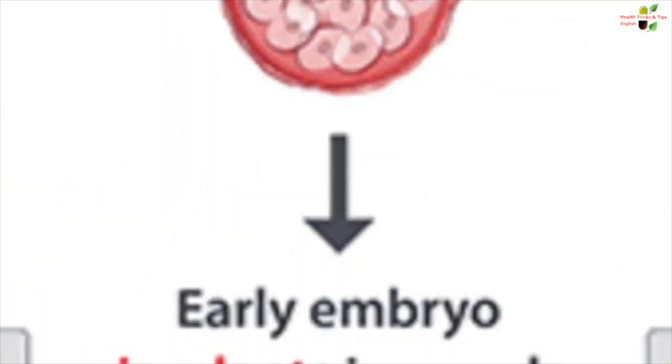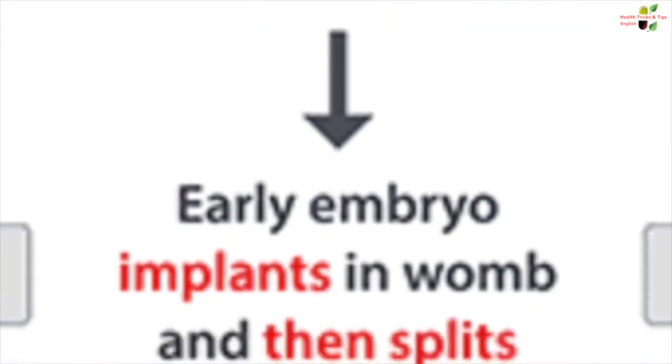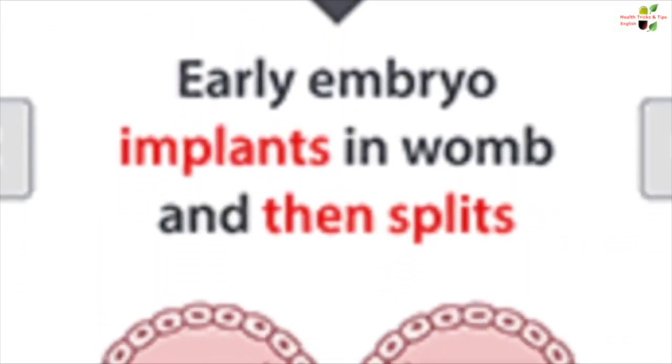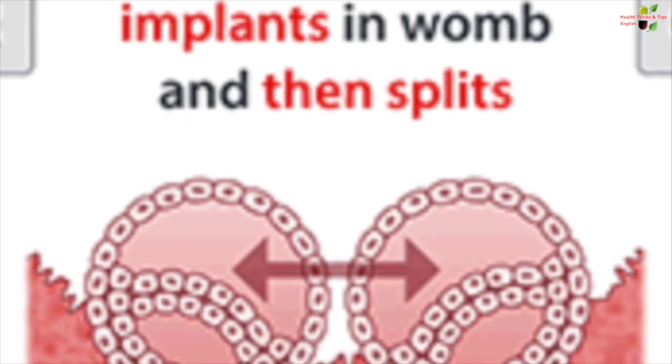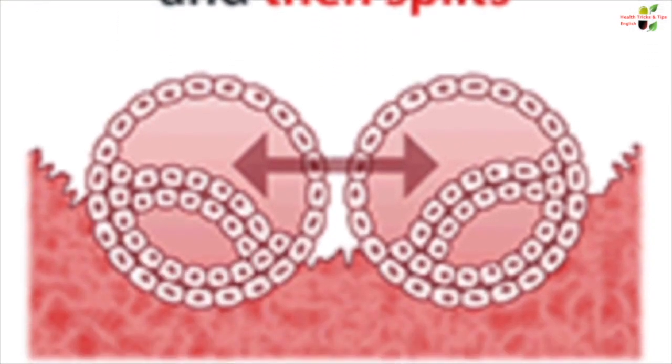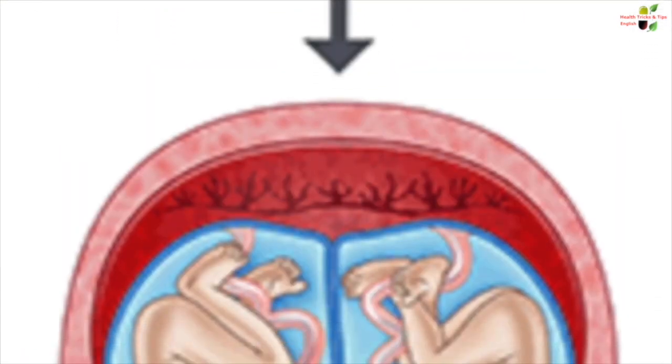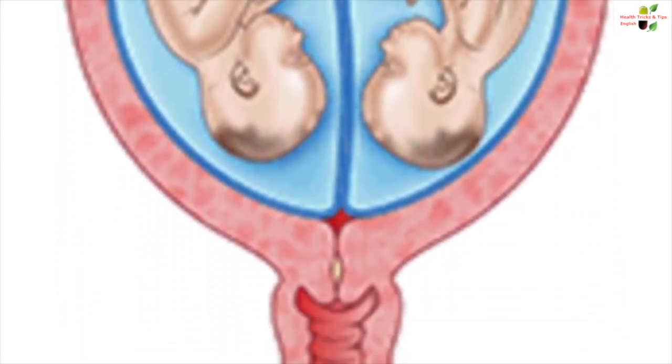The second category of the implantation type of identical twins is that the embryo implants in the womb and after that it splits. As the splitting happens only after the implantation, the placenta will be one. However, they will have their separate amniotic sacs.